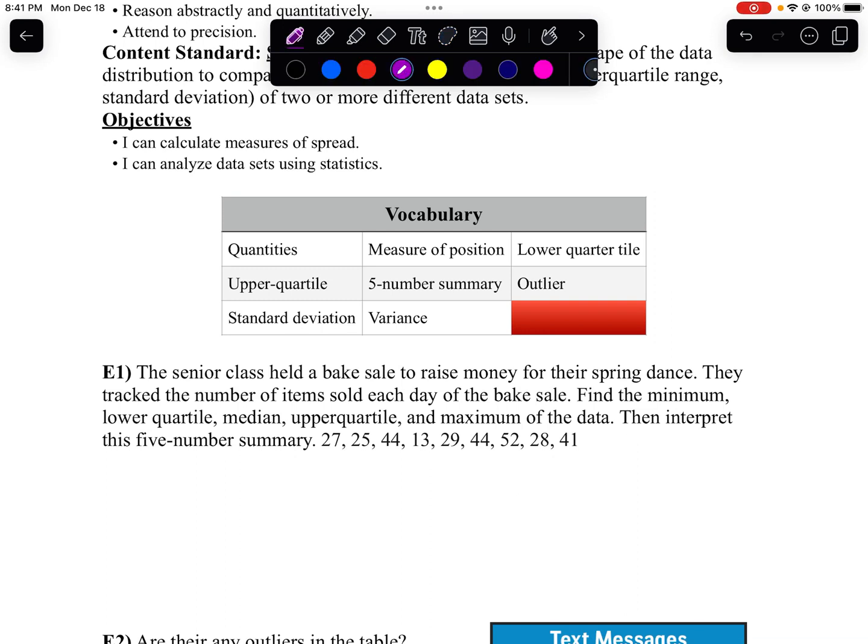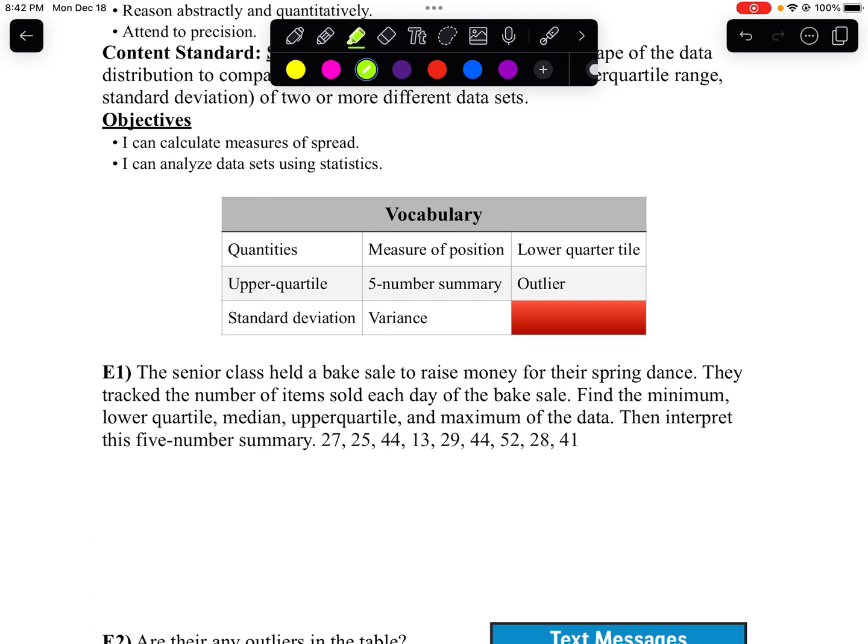Hello, in this lesson, we are going to calculate measures of spread. We did measure center in the first lesson. Now we're going to look at measures of spread. That is, how spread apart are the numbers? You might have heard of range. Range is the biggest minus the smallest. That's a measure of spread. And we're going to use statistics.